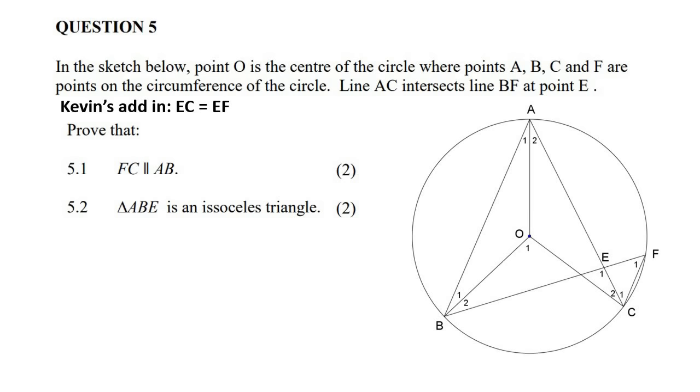So in the sketch below, point O is the center, ABC, and so on, line AC intersects and so on. And then I've added this in over here, that EC is the same as EF. I think that's what they would have told the learners, or they would have told the learners that these two angles are the same. One of those two things. Now, the first question says, prove that FC is parallel to AB.